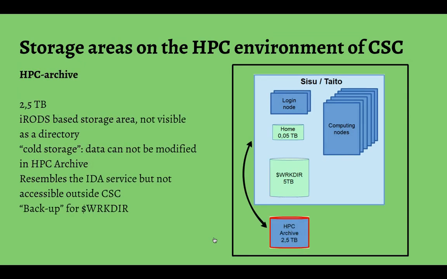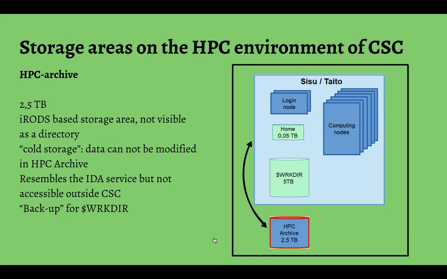The home and work directories are shown as file directories in the computing system, but the HPC archive, which is the cold storage place at CSC, is not visible as a directory. It's a data storage server based on the Irods system, which you use with specific Irods commands. Here you have 2.5 terabytes of storage space where you can store data, and it is preserved there more securely than in your work directory or home directory. And it's a kind of cold storage area.